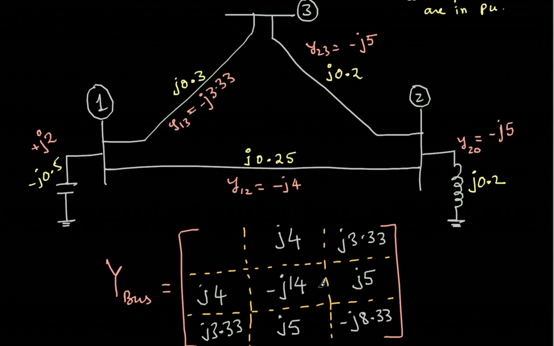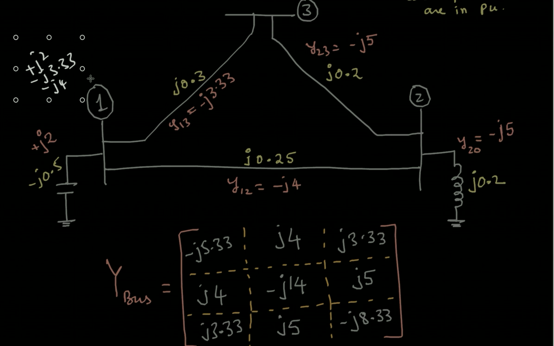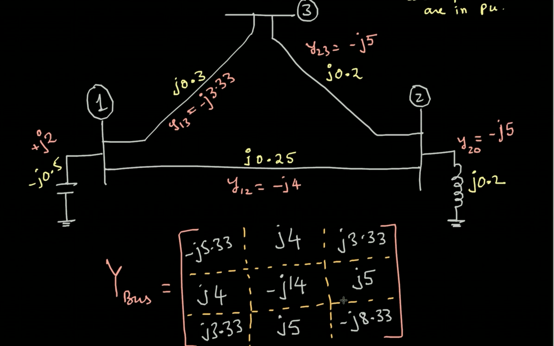So like this. Here it's a little bit tricky because this is plus j2. So first what I'll do, I'll add these two. In fact, I can just add all the admittances, looking at the diagram. So I'll just add plus j2 minus j3.33 and minus j4. So that is what is connected to 1. And if I add this, so I think it will be 5.33. So minus j5.33. So let me delete this. So that's it. I have the Y bus.